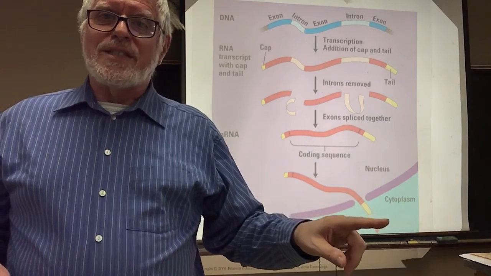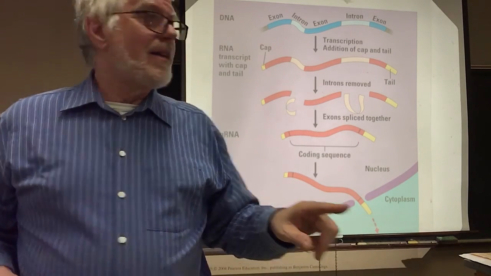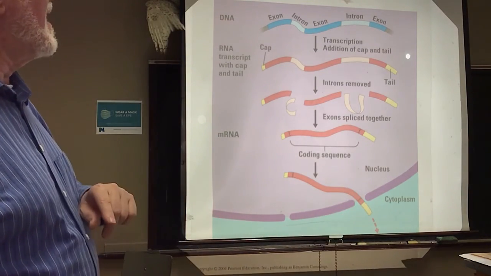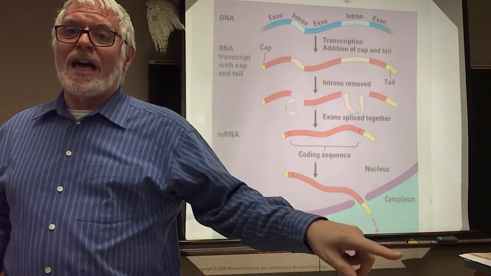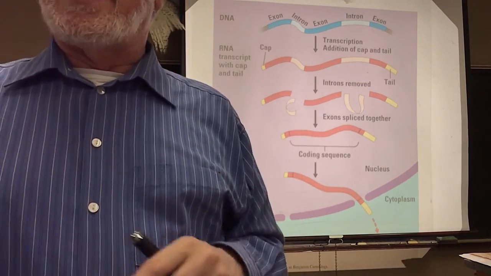Okay, now the messenger RNA, see, they do have this marked as a tail. The messenger RNA is headed outside of the nucleus. And so that's the end of transcription, and we'll pick this up in the next video.